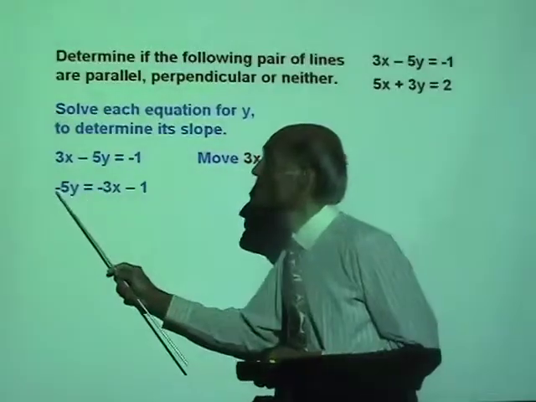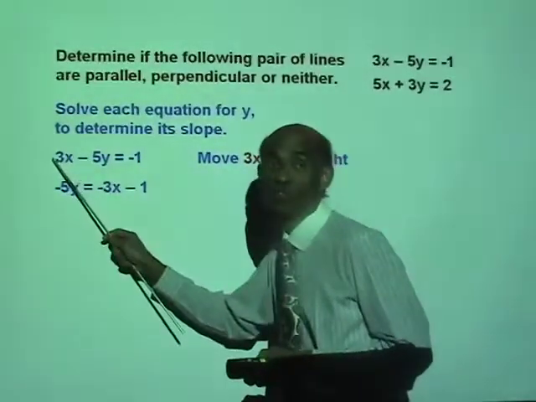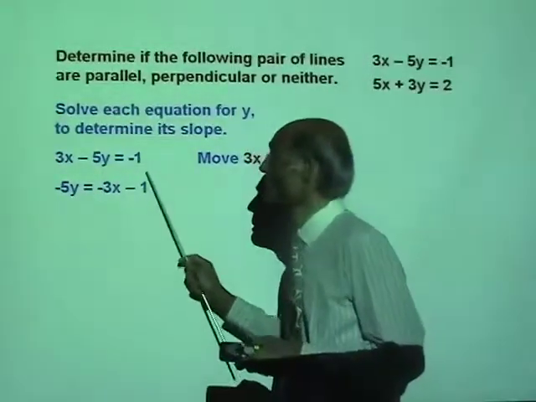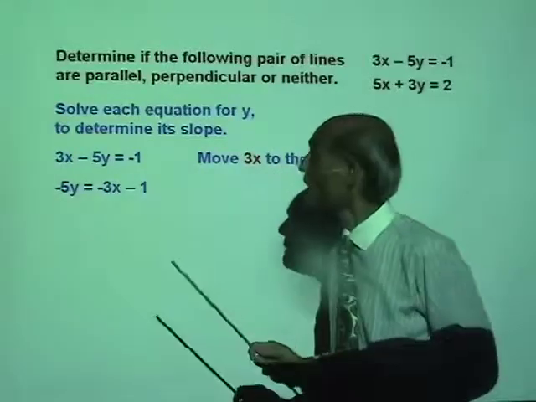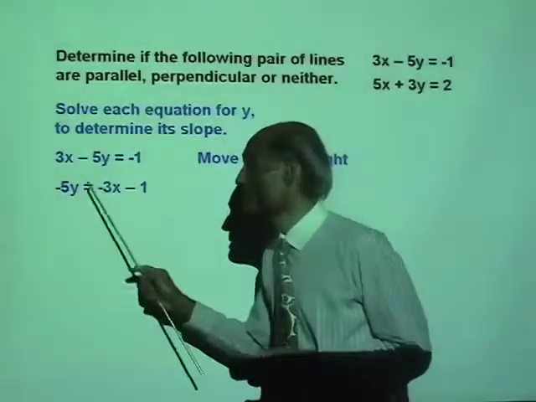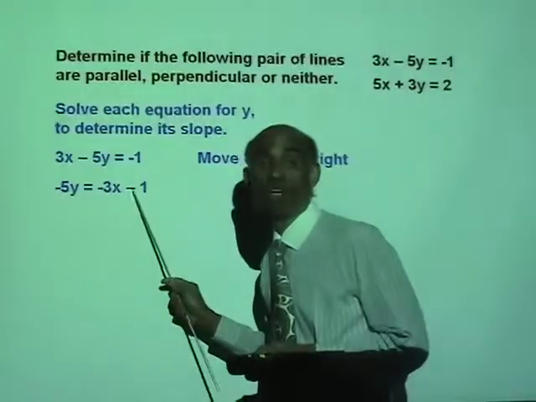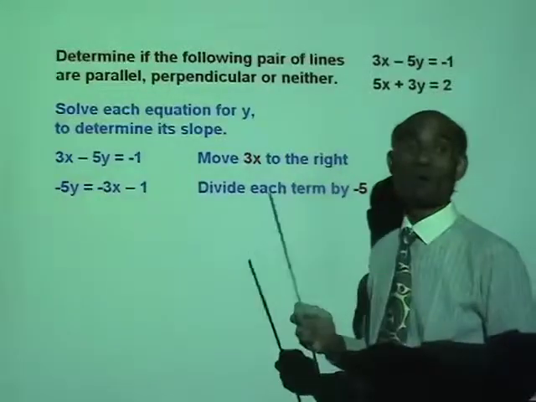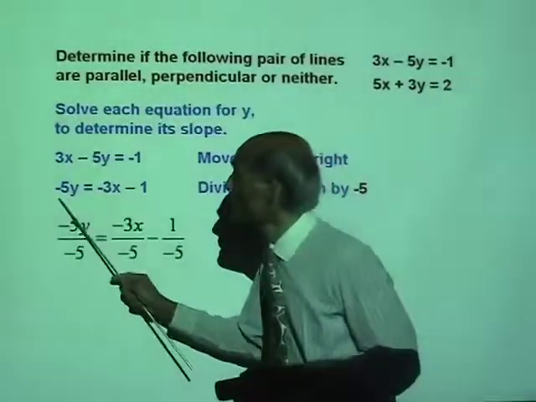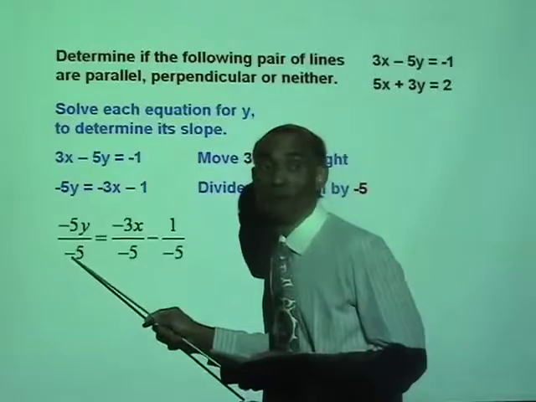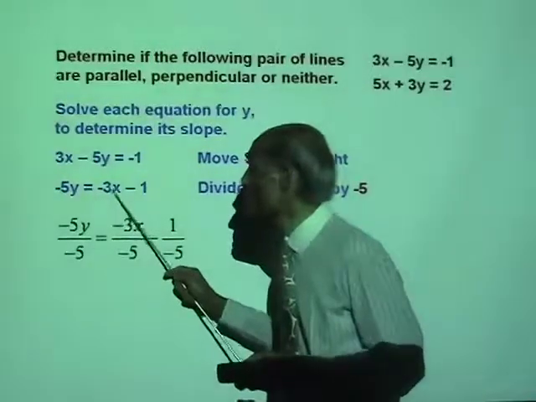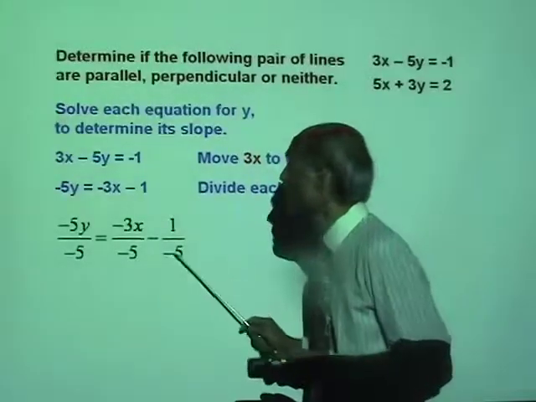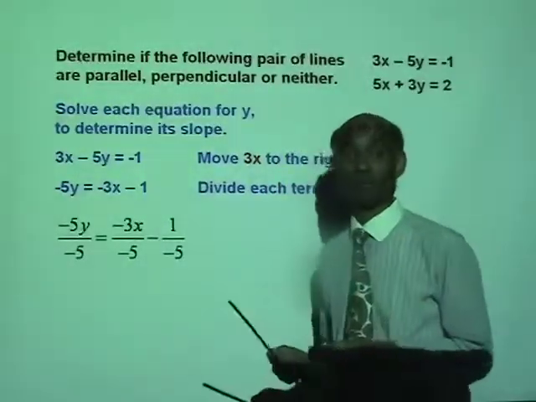We get -5y equal to 3x coming from the left to right become -3x minus 1. And what do we do now? Divide every term of the equation by -5. Divide each term by -5. So -5y divided by -5 equal to -3x divided by -5 minus 1 over -5.